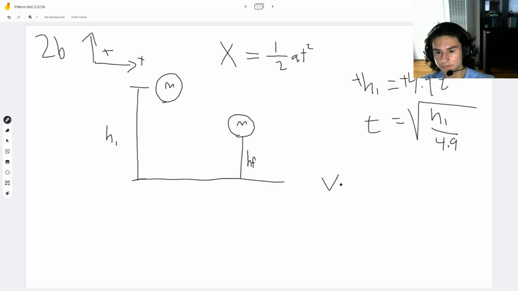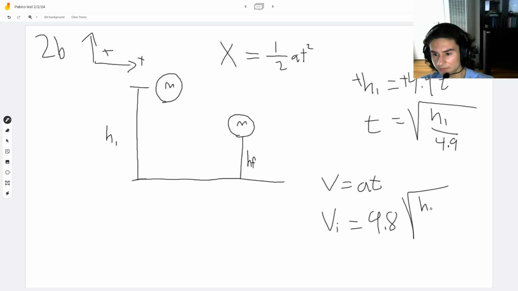So now we can use v equals v0 plus at. Of course, there's no initial velocity, so I'll just say v equals acceleration times time. And we know what our acceleration is, and we know what our time is. So basically, the velocity initial before impacting is going to be 9.8 times the square root of h1 over 4.9.